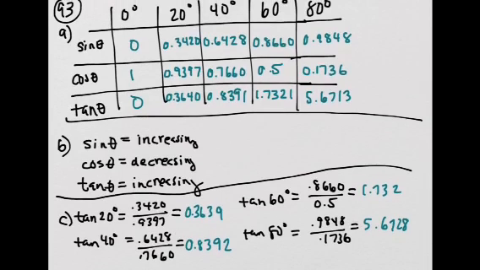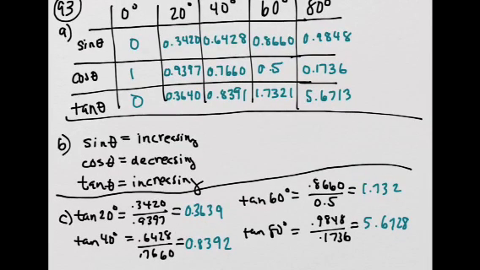So for number 93, you fill in the table using your calculator. Make sure you're in degree mode, and you see the answers here. So after you fill in the table, you notice that sine is increasing, the values are increasing, cosine decreasing, and tangent increasing. And finally, for part C, you take the values here and put them as a ratio, and then put them into a calculator to get the answer.